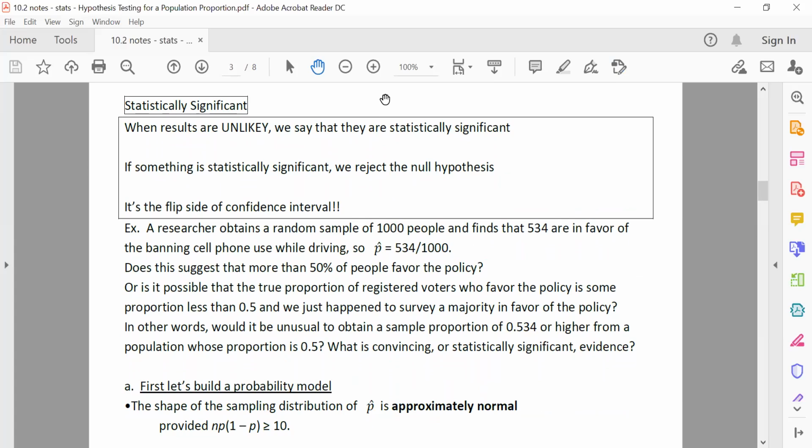What we really talk about is the idea of something being statistically significant. And what that really means in brass tacks is that something is either likely or unlikely. In this case, if we were to reject the null hypothesis, we're saying that it's unlikely that the null hypothesis is true.